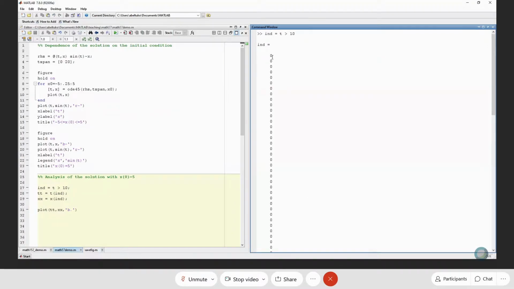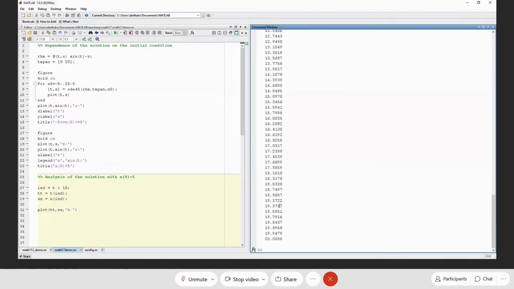and the zeros correspond to this condition not being satisfied, right? So these are the values of T that are less than 10, and here's the first value of T that is greater than 10. If you type T of index, then this is your double T. You see how the first value is a little bit greater than 10? Right, so that's the idea. And if you type X of index, you select the corresponding values of X. So I'm not doing anything dramatic here, right?